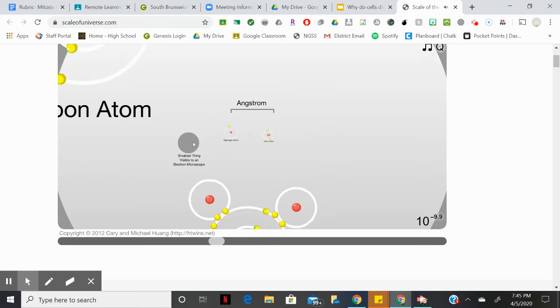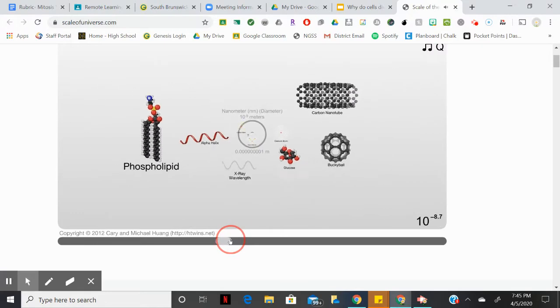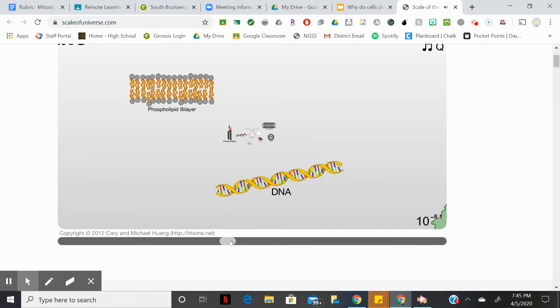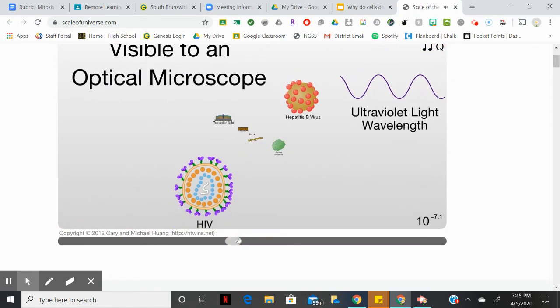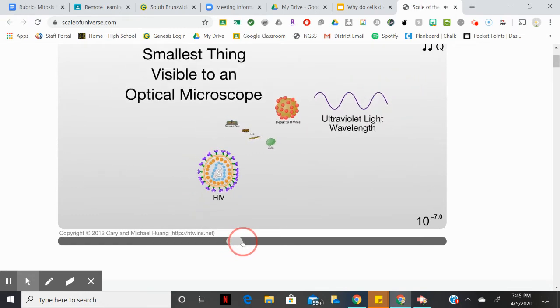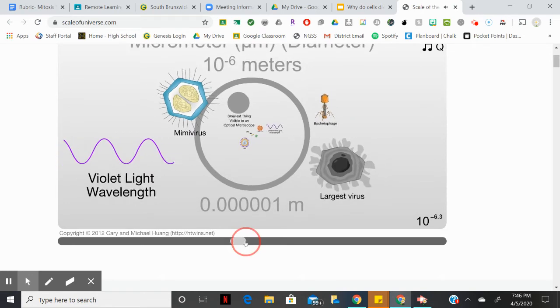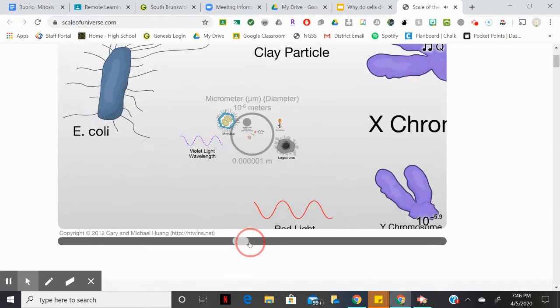Smallest thing visible to an electron microscope. These are really, really powerful microscopes. Again, still at single atoms. Now we're at a water molecule, a glucose molecule, a phospholipid, the lipid bilayer, DNA. So we're still at the molecular level. And now we are at a virus. That's another virus right there. It's HIV. Another virus, more viruses. So the largest virus is 0.00001 meters. So very, very small.